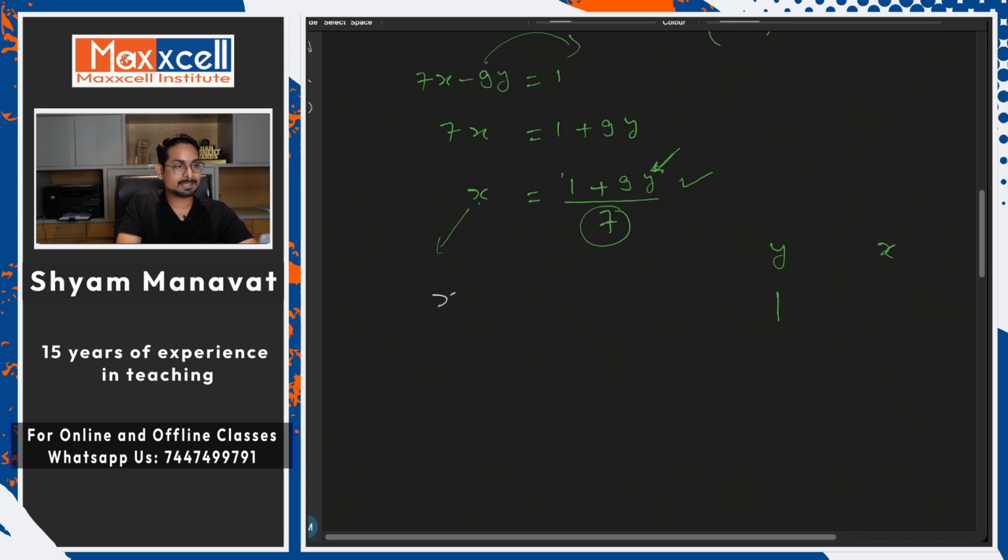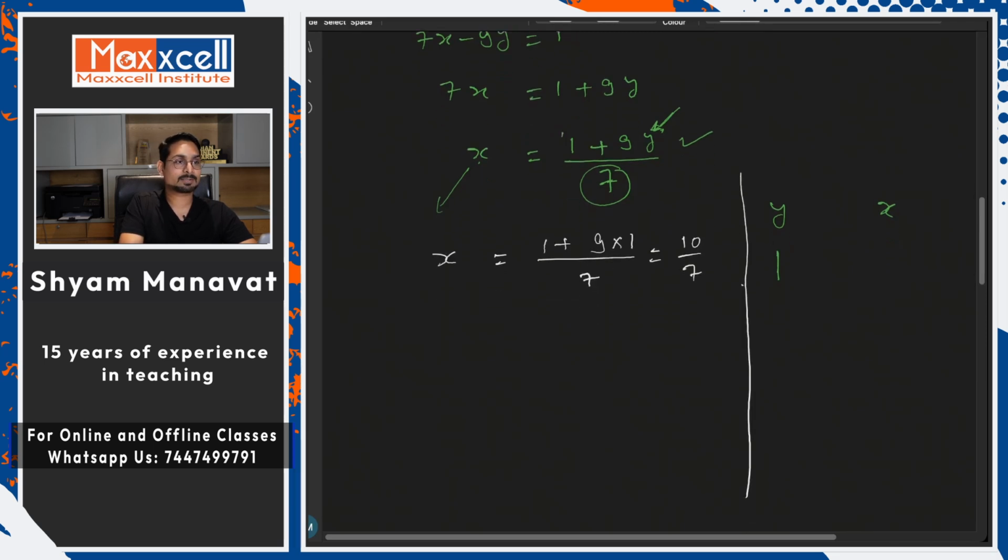It will look distinct, right? So x is equal to 1 plus 9 into 1 by 7. Tell me, 9 into 1 plus 1 by 7, that is what? 10 by 7. Is it an integer value? 10 by 7? Definitely not.